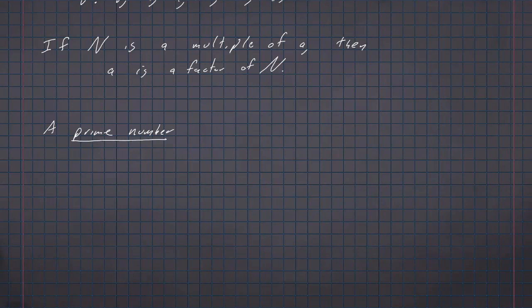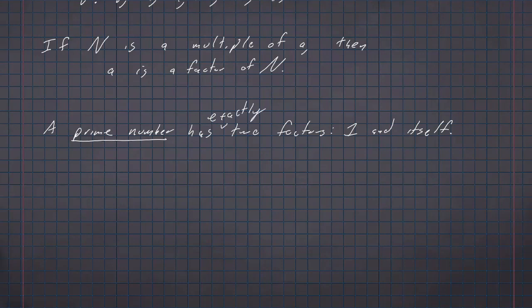When we talk about factors and multiples, it only makes sense to mention this idea of a prime number. A prime number has exactly 2 factors, 1 and itself. Now, 1 times anything is that thing, so 1 and itself are factors of any number. The exactly here is the important thing. A prime number has no other factors.